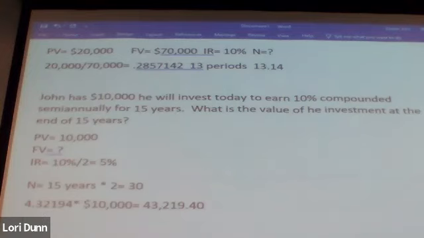The hard part is getting those I's and N's correct. So you can do your calculation on your apps, finance, time value of money. N would be 30 now, I is 5, present value is 10,000. And then go down and solve for future value. 43,219. It's off maybe 2 or 3 cents because it's a more exact number than the formulas or the factors in the book.